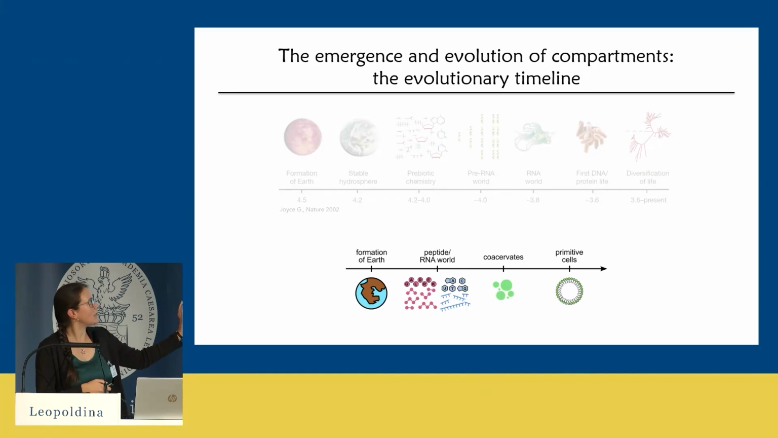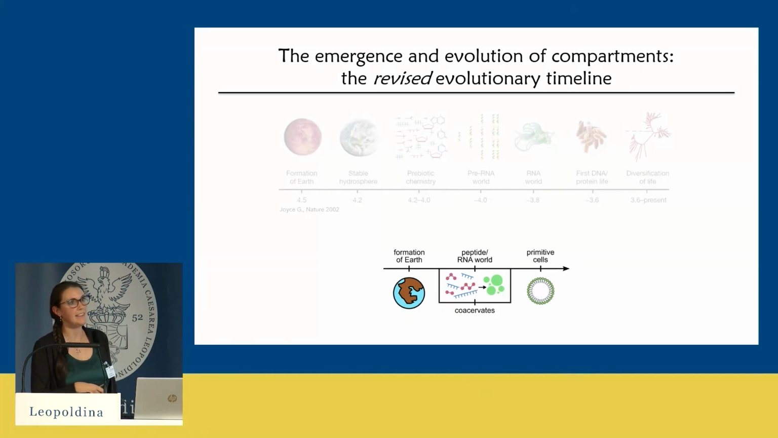So with this, I just want to show you that we have decided to revise the evolutionary timeline. I've shown you that coacervates cannot not be there on early Earth, and so we decided to put them simultaneously with the peptide RNA world, and hopefully we will now start talking about a compartmentalized RNA peptide world and explore what that can do.